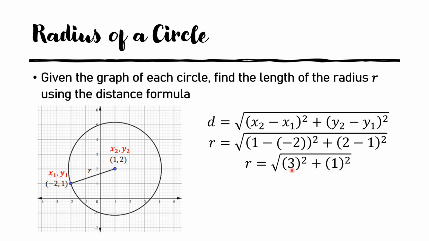Then squared natin yung 3, that is 9. Squared natin yung 1, that is 1. So 9 plus 1 is equal to 10. So ang measurement ng radius natin dito is square root of 10. And square root of 10 is already simplified. Wala na tayong factor na pwedeng hanapin na meron siyang perfect square.